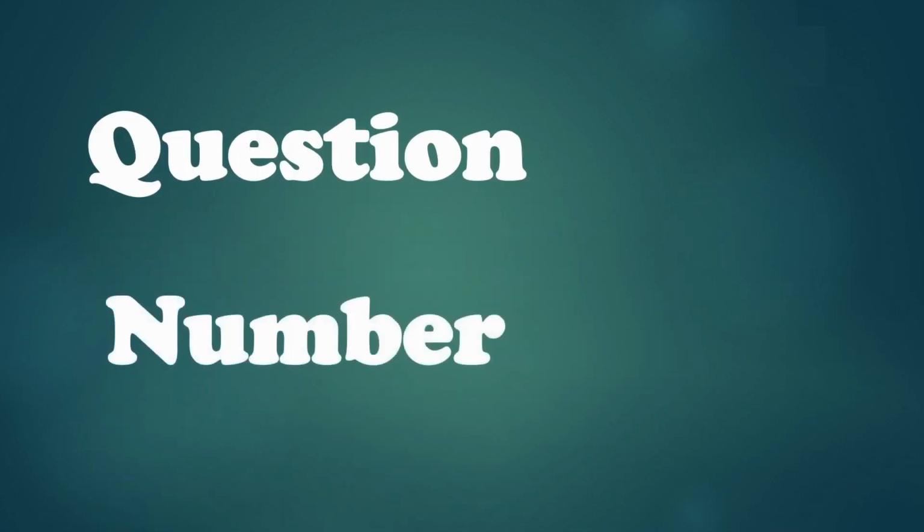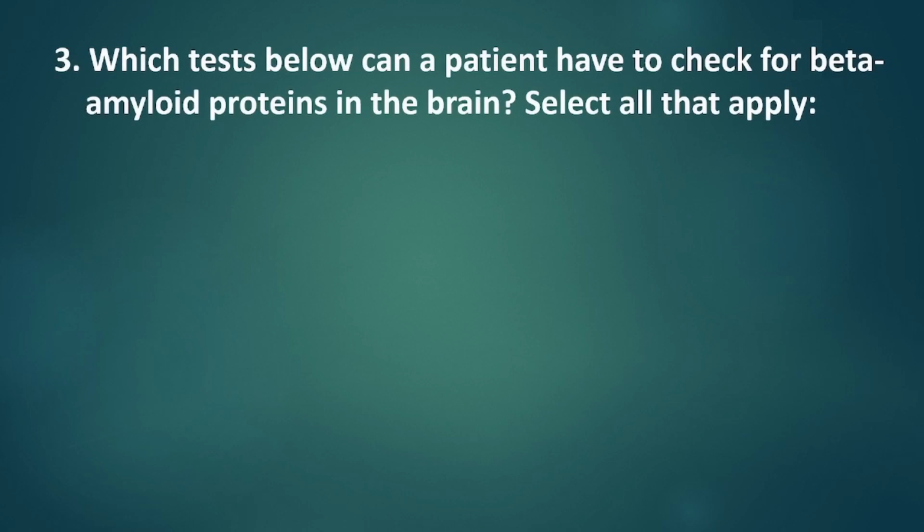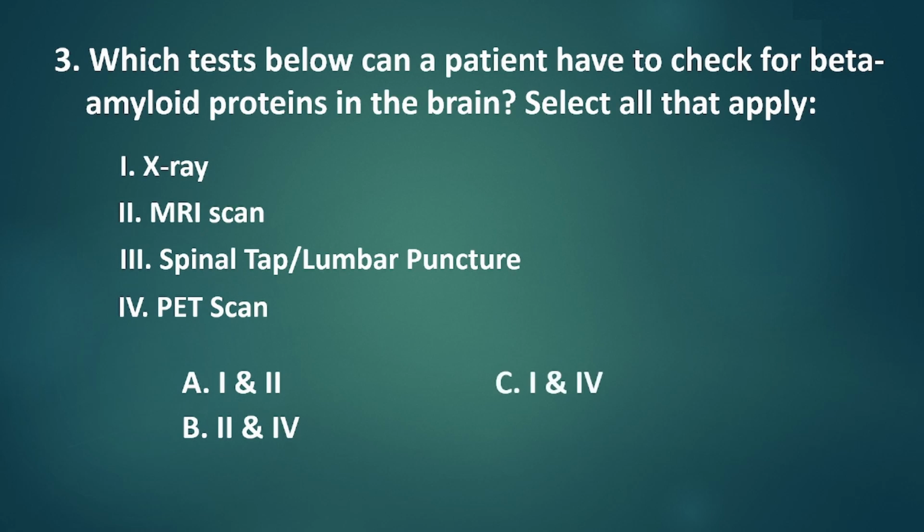Question number 3. Which tests below can a patient have to check for beta-amyloid proteins in the brain? Select all that apply. 1. X-ray. 2. MRI scan. 3. Spinal tap, lumbar puncture. 4. PET scan. A. 1 and 2. B. 2 and 4. C. 1 and 4. D. 3 and 4.